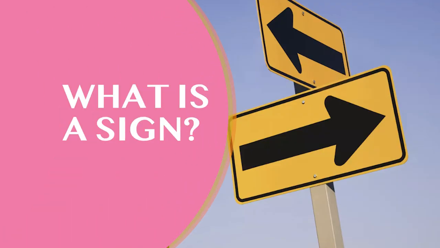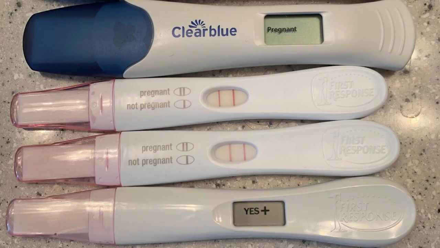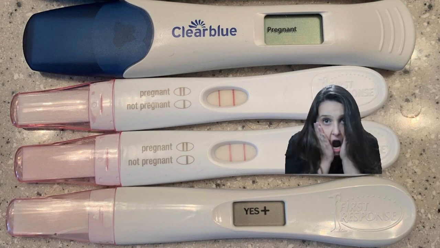What is a sign? A sign is a unit that communicates meaning. This could be anything from police tape, which denotes a crime scene, to the double line on a pregnancy test, which signals a positive result.